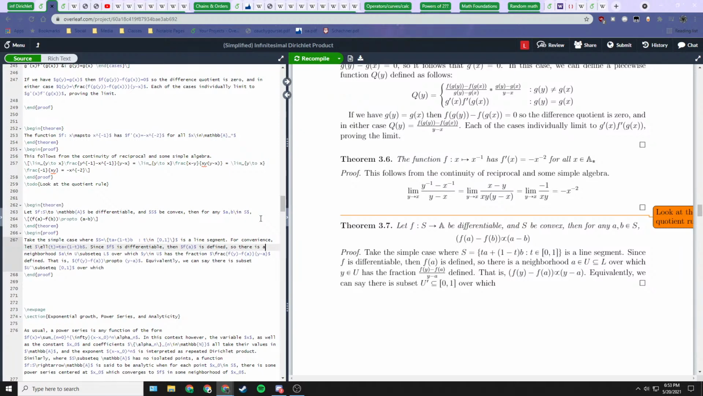Since f is differentiable, f of a is defined, so there's a neighborhood. Equivalently, we can say there's a subset U prime over which f of L t minus f of a is proportional to L t minus L 0, because a is L 0.